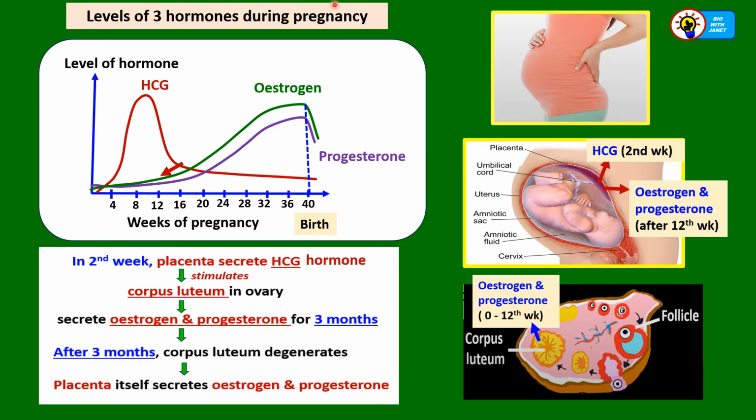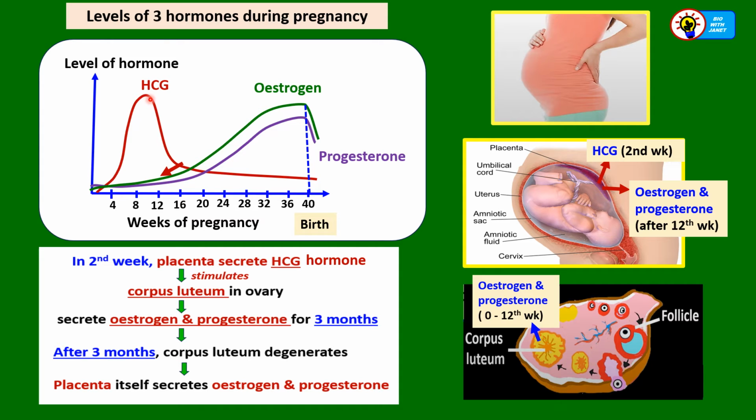So here's an extra graph which can help you understand better the roles and the levels of the 3 hormones during pregnancy. HCG, estrogen, and progesterone are 3 hormones that are found in a pregnant lady. Firstly, HCG, as we know, this is the same summary. During the second week, the placenta in the pregnant woman will secrete the HCG hormone, and the level of HCG will rise very quickly.